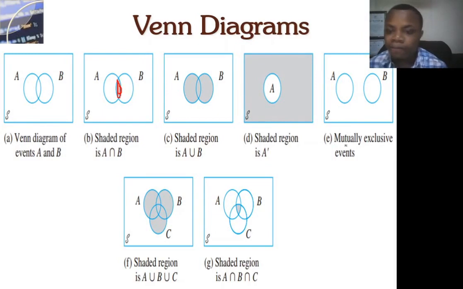We could also have mutually exclusive events where they have nothing in common. And looking at three events, we could have A, B, and C. The shaded region here refers to the sum of events A, B, and C, that is A union B union C. And finally, we have their intersection, that is A, B, C, and that is what we have in this small region here. So this is their intersection. This brings us to the end of this session, and I'll see you at the next session.